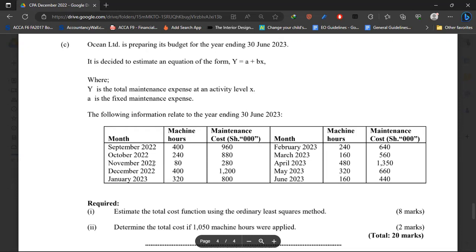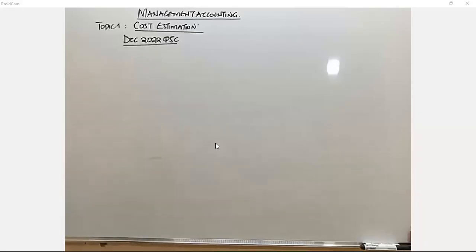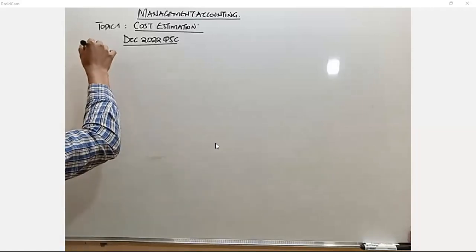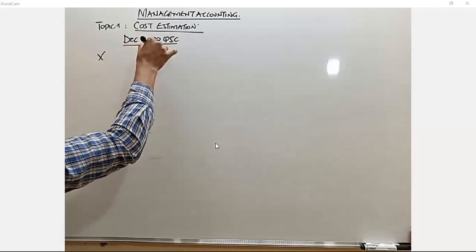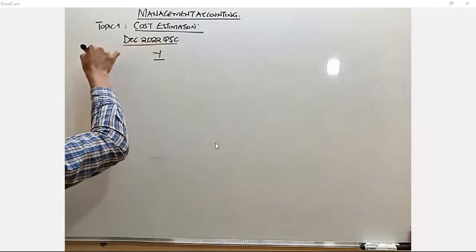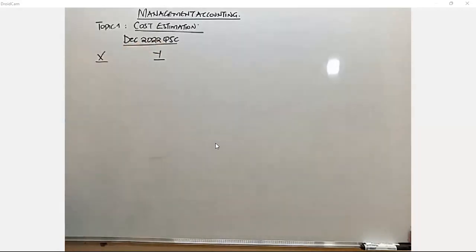Now, let me just go back to the board. I know that you have already opened the question. I just want you to open the area where you are writing, take your calculator, and work out the solution with me. First we have to identify our variables, and we have already identified our X and Y, correct? That is the first thing that we have to do.